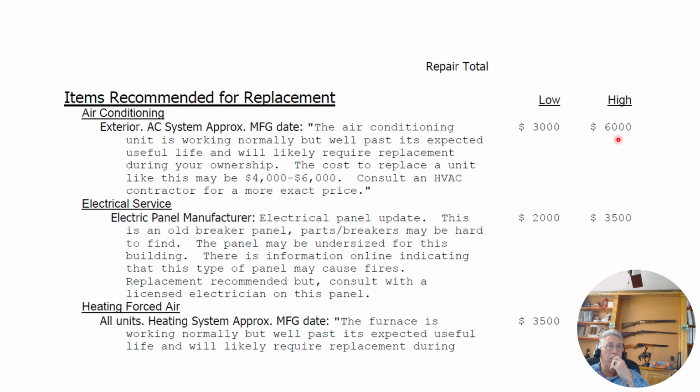So I always double the number. My high number is double my low number. And I brought this up when I took that Carson Dunlop class, and I remember the instructor said, yeah, that's fine. That's legitimate. That's an acceptable way to do it. So I've always done it that way. So on the high end, this air conditioning unit would be $6,000. On the low end, $3,000.